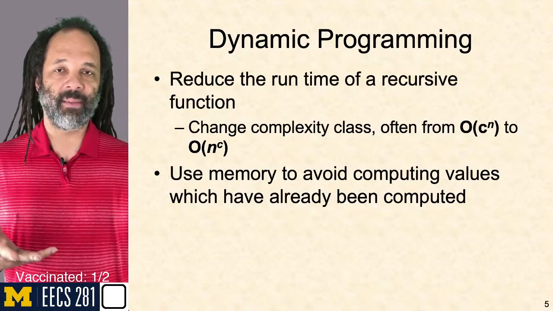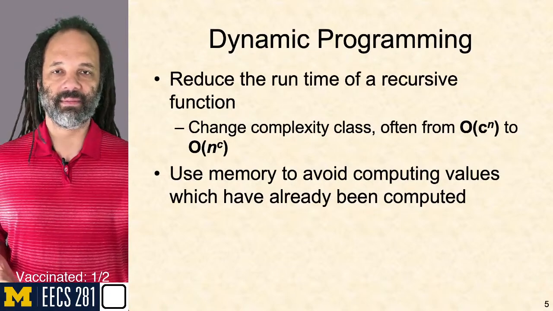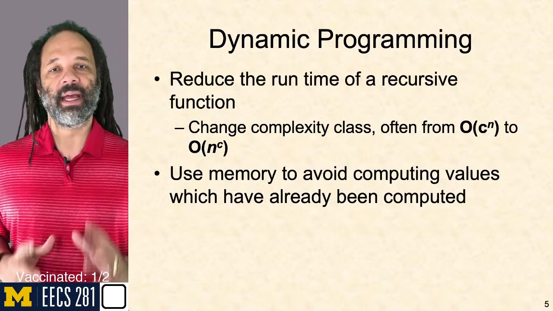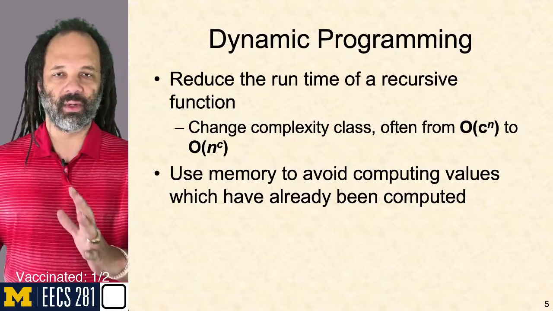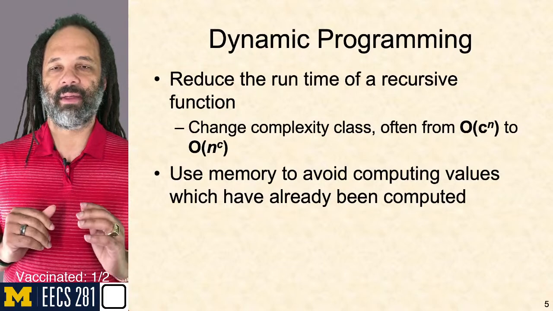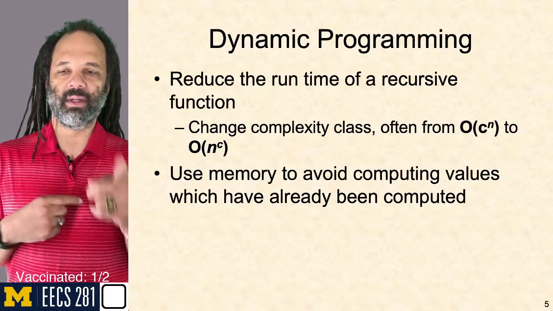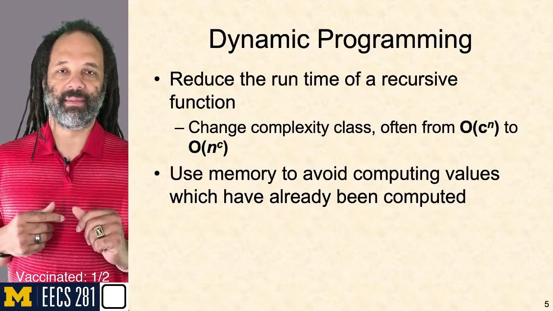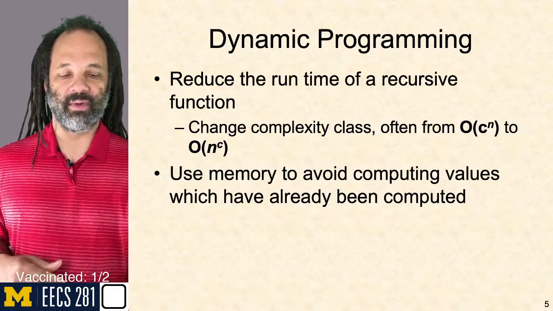It trades memory for speed. That's all it does. It calculates things and stores those values. Later on, rather than recalculating the values, it looks them up and saves time. But it needs memory to hold all of those previously calculated values.